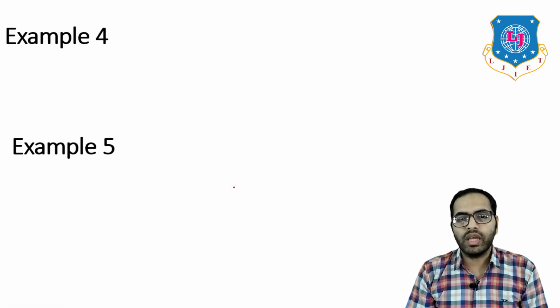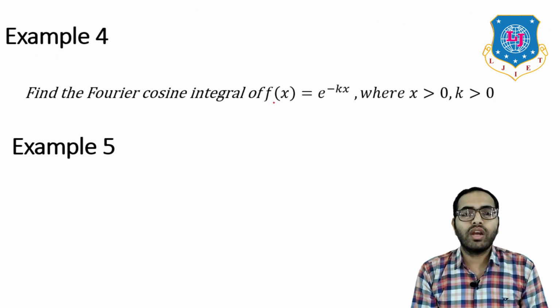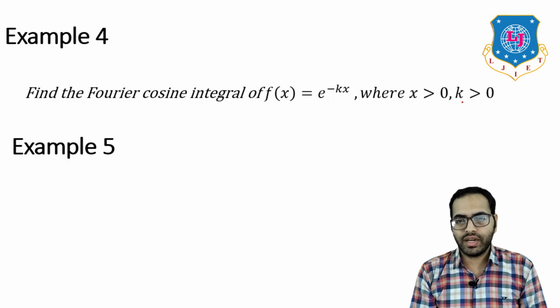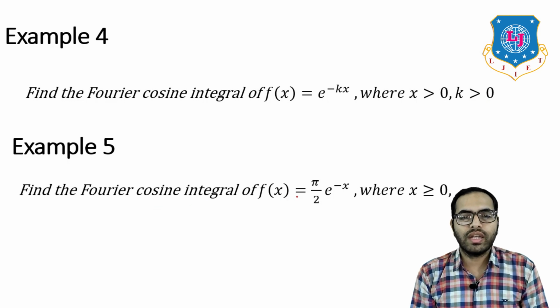Let's move to one more example. Finding the Fourier cosine integral of the function e raised to minus kx, where x greater than 0 and k greater than 0. Similarly, one more example: the Fourier cosine integral of the function pi by 2 e raised to minus x, where x is greater than or equal to 0.